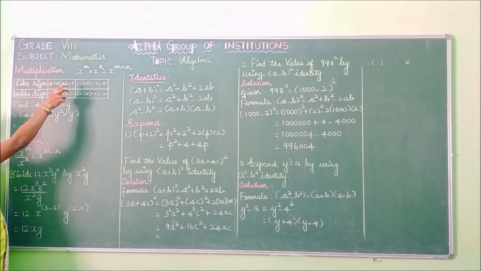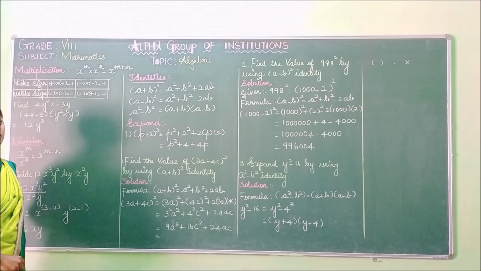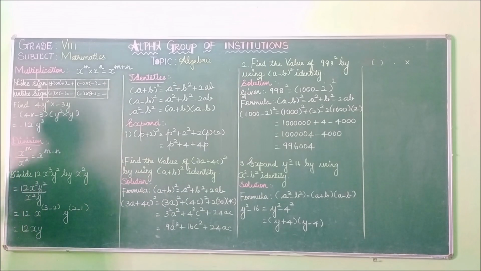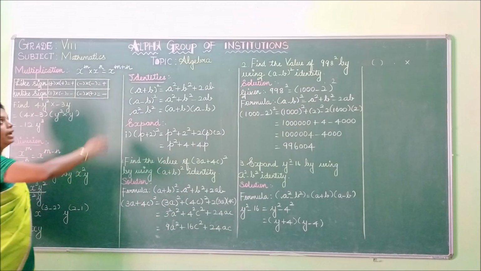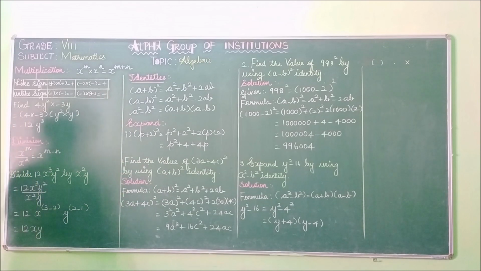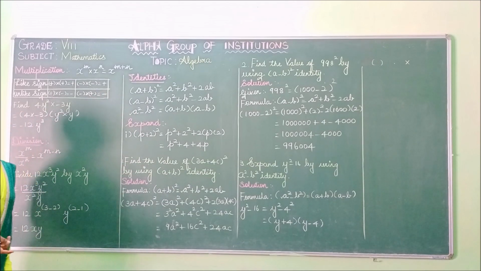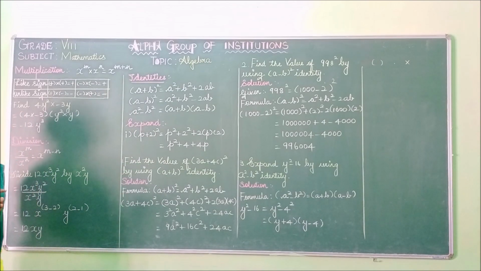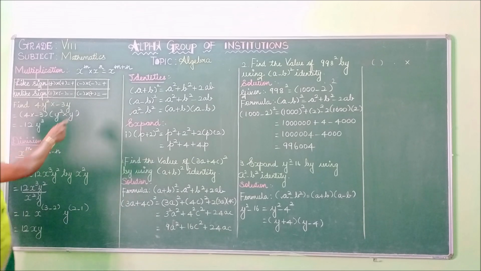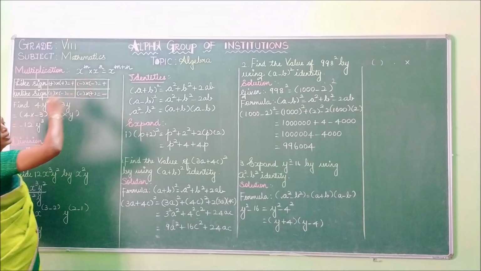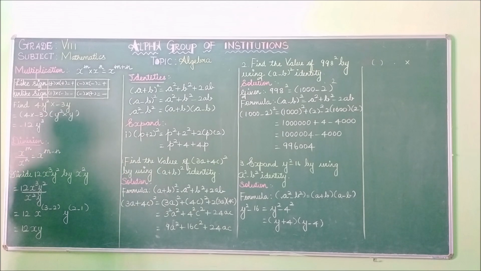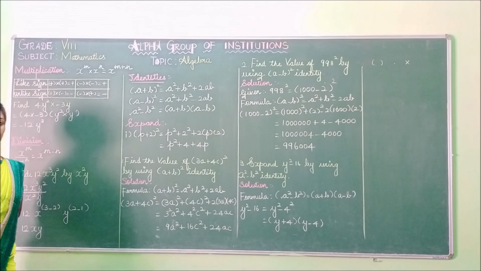So here we have one formula. That is, x power m into x power n is nothing but x power m plus n. So if the base is the same, the powers must be added. If the base is the same, the powers will be added.